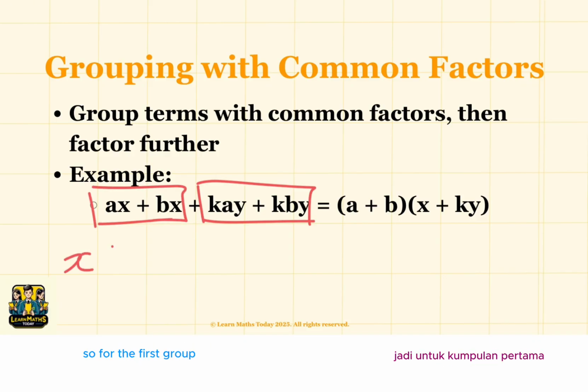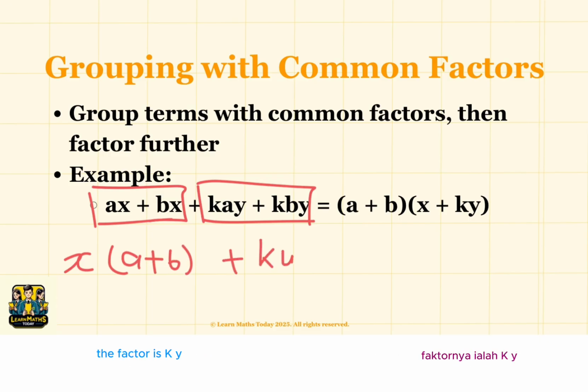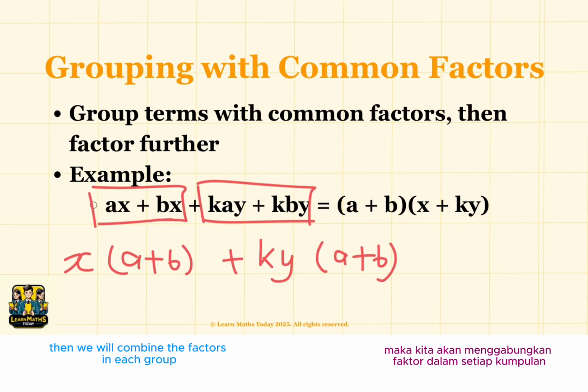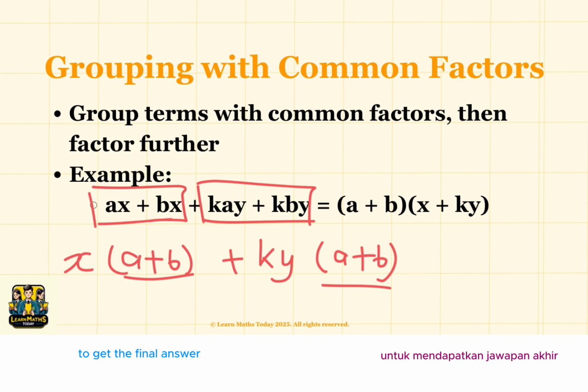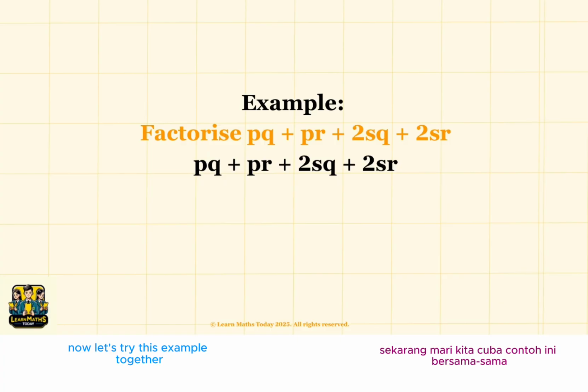So for the first group, the factor is a, and for the second group, the factor is ky. Then we will combine the factors in each group, because both of them have a plus b, to get the final answer, a plus b multiplied by x plus ky. Now let's try this example together.